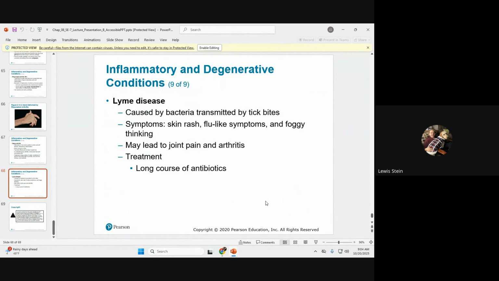So it has to do with where ticks live and where deer live, and I go into chapter and verse about this in micro, which is more apropos. It starts with a skin rash. It's very distinctive. It's called a bullseye.